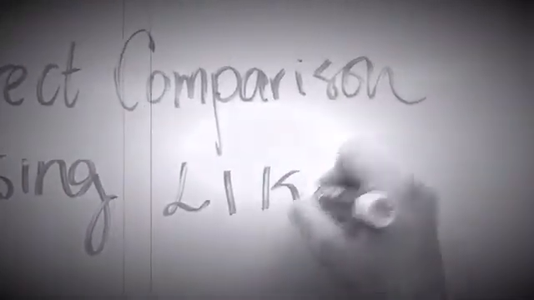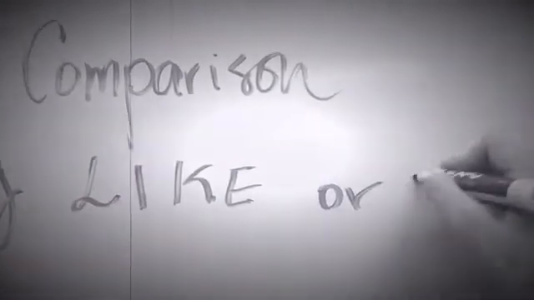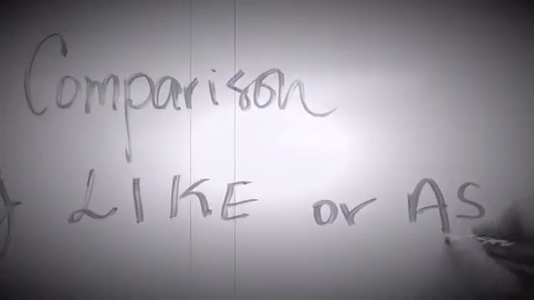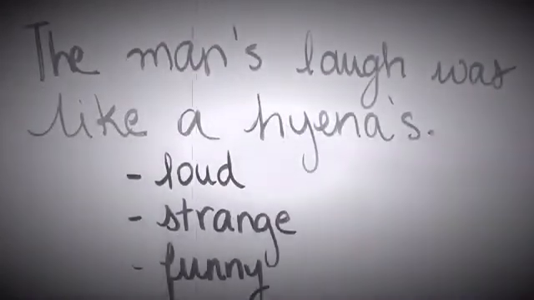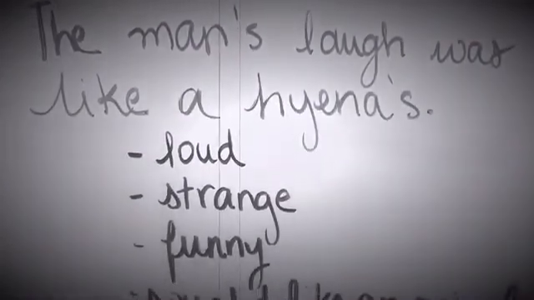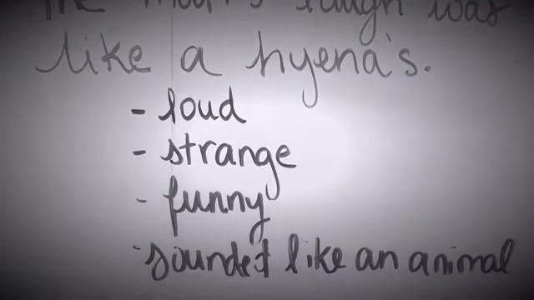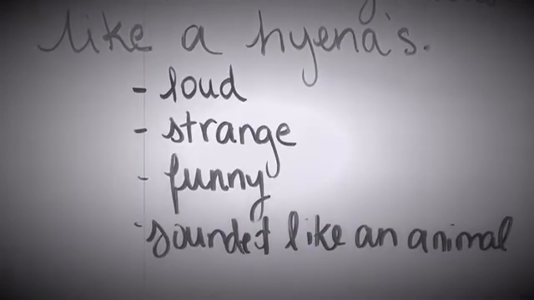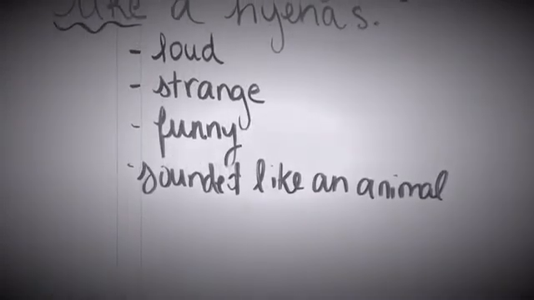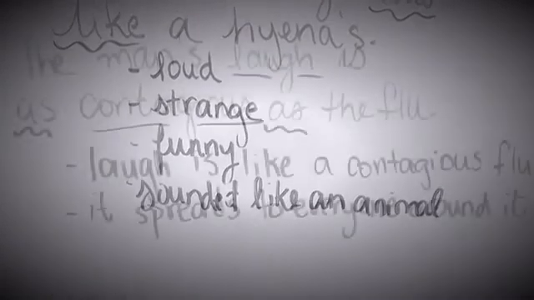This is another direct comparison, but it uses the words like or as in between the two objects being compared. Here's an example. The man's laugh was like a hyena's. What does that mean about the laugh? It was loud, strange, funny, and it sounded just like an animal.